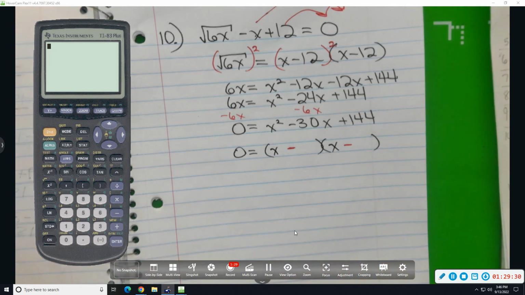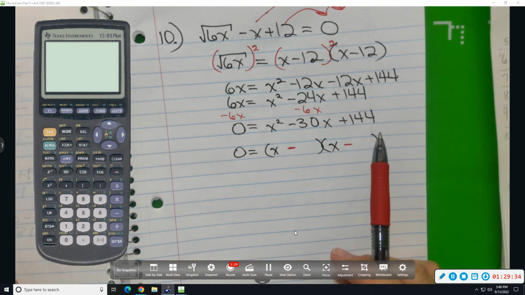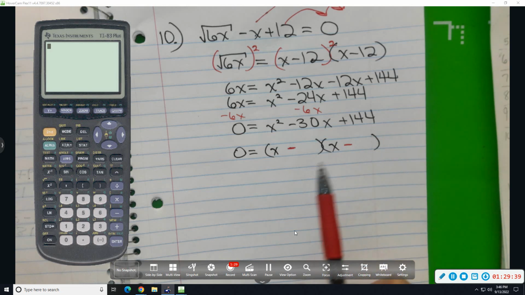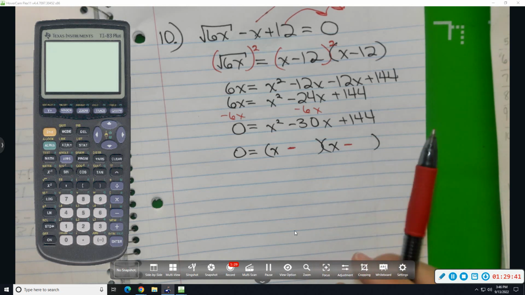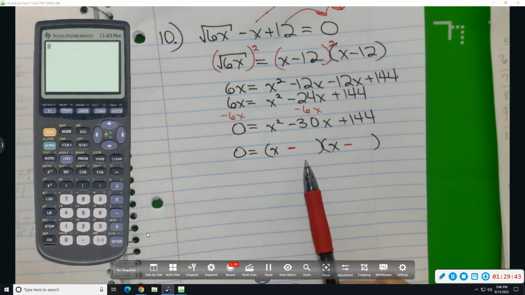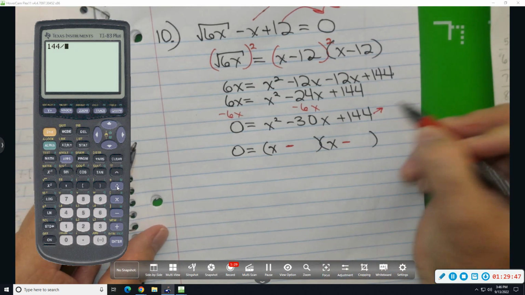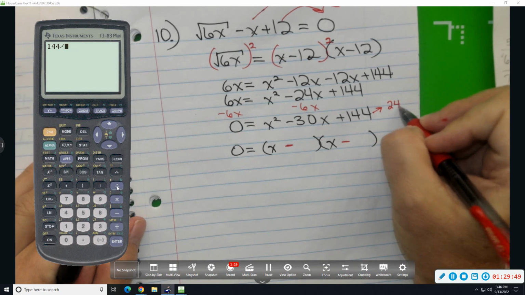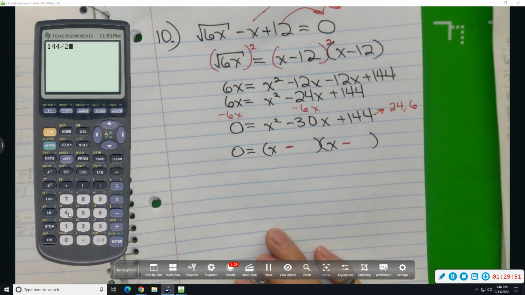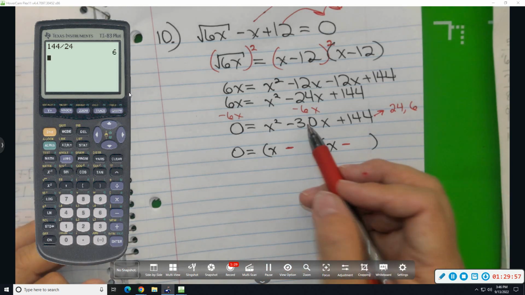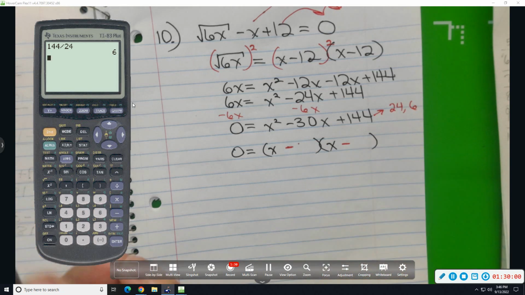And let's see. Rather than using the quadratic formula on this, I think I'm going to just think, okay, 12 times 12, that doesn't do it. You can't add 12 and 12 and get a 30. So let's see, what other numbers? 144 divided into 24 times 6. 24 times 6. That should do it. Oh, yeah, 24 times 6. And that'll give us that minus 30x.